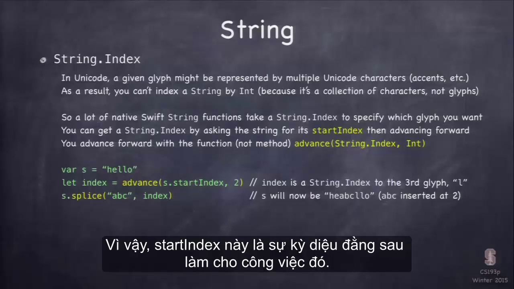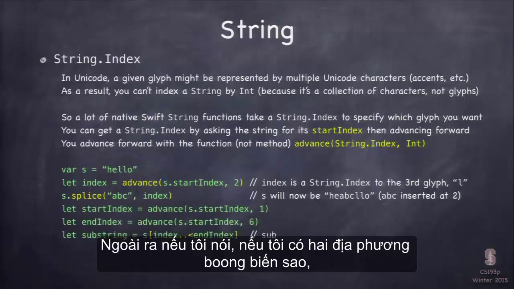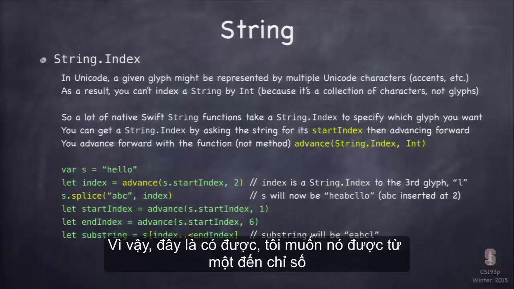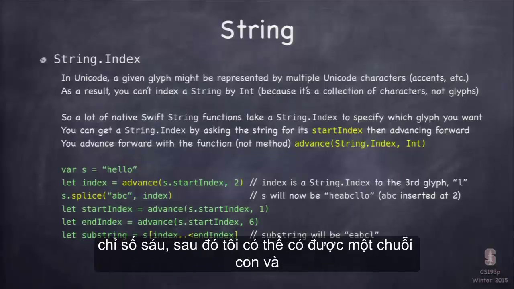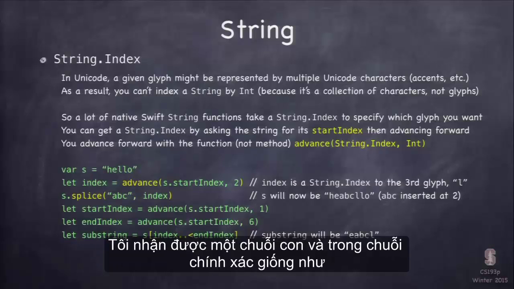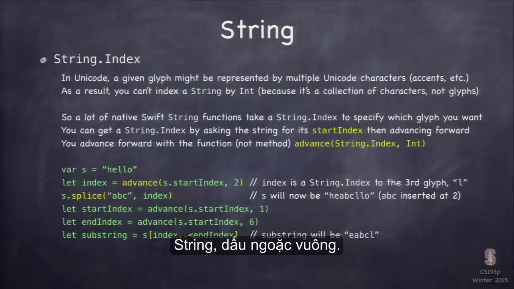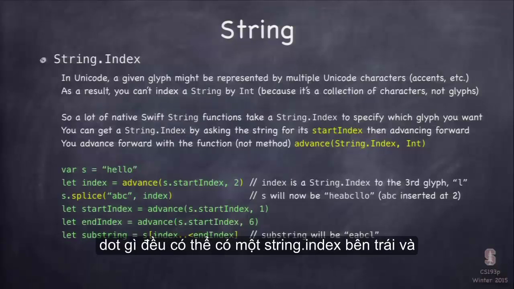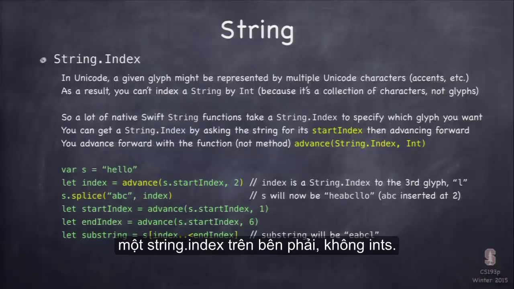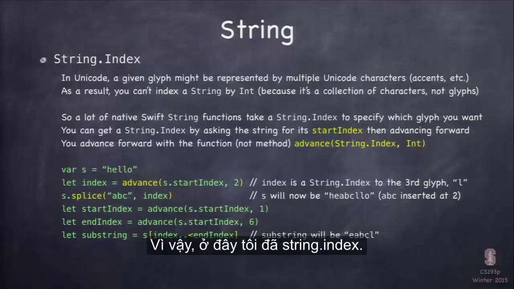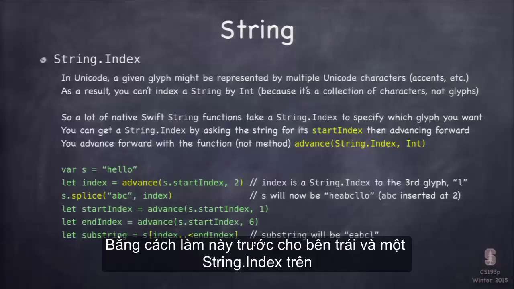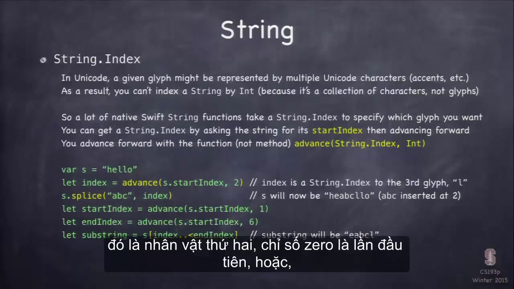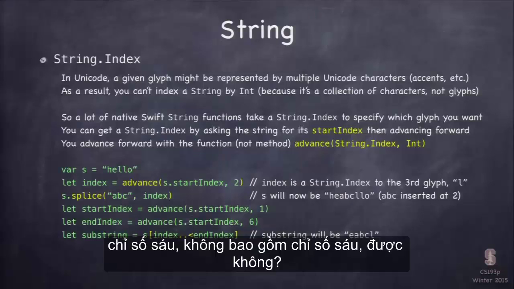So the start index is the magic behind making that work. Also, if I got two local variables, start index and end index, which I made by taking advance of the start index by 1 and 6, so I want to be from index 1 to index 6, then I could get a substring. And I get a substring in a string exactly the same like in an array, square brackets, string, square brackets, but inside that square brackets goes a range, and the range, the dot, dot, dot thing, has to have a string dot index on the left and a string dot index on the right, not ints. So here I got a string dot index by doing this advance for the left and a string dot index on the right, and so the substring will be EABCL, because I went from index 1, which is the second character, index 0 is the first, to index 6, not including index 6.